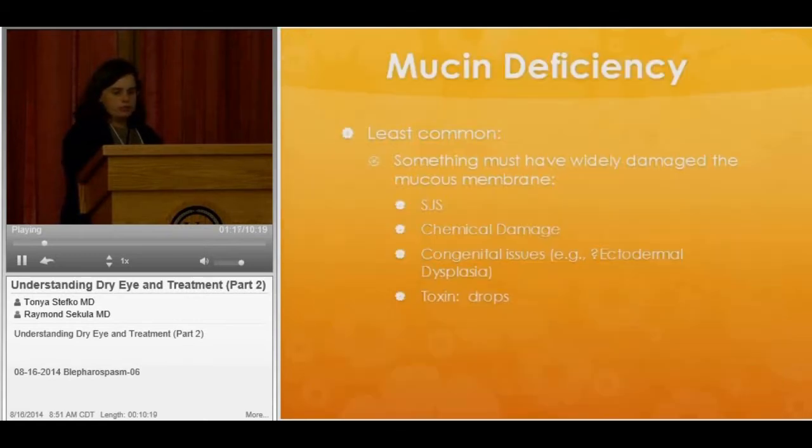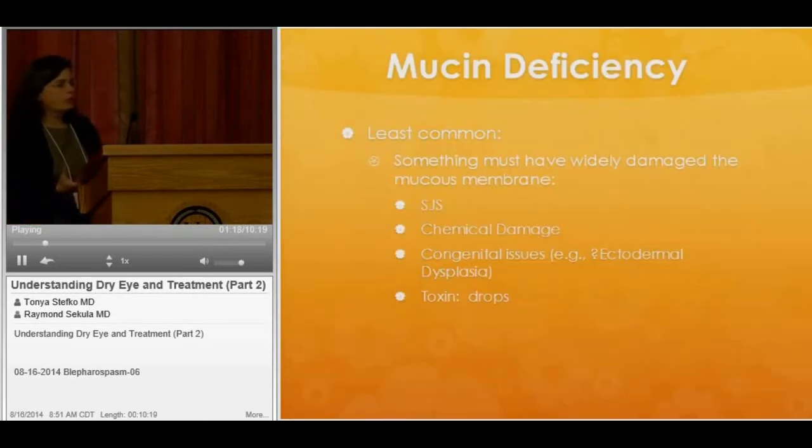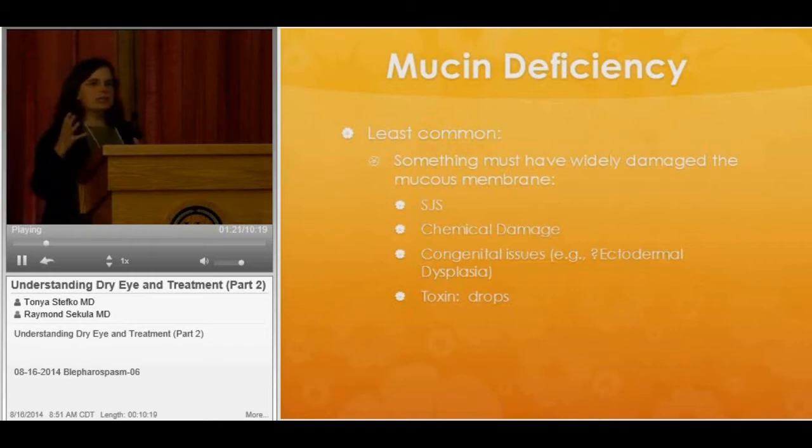So a mucin deficiency is the least common one that we get. Something must have really diffusely damaged all of that. And those things are pretty rare, but they do cause blepharospasm. One of them is Stevens-Johnson syndrome, which is a hyperreactivity usually to a drug. Chemical damage, if somebody throws lye in someone's eye. Congenital issues, where one of them is ectodermal dysplasia, and toxins, actually from drops, can damage your goblet cells.